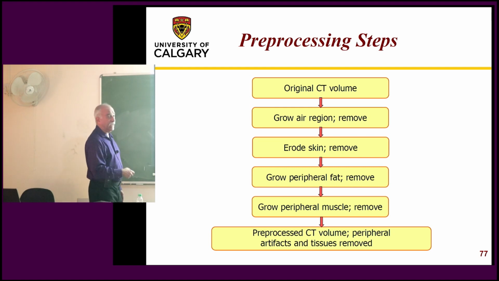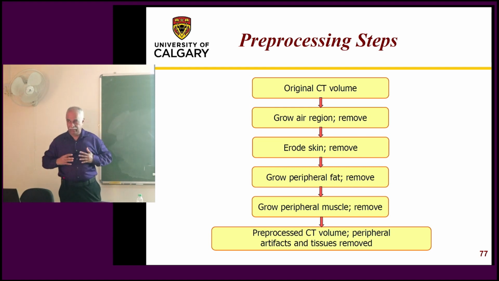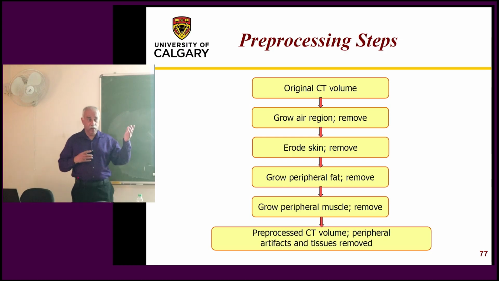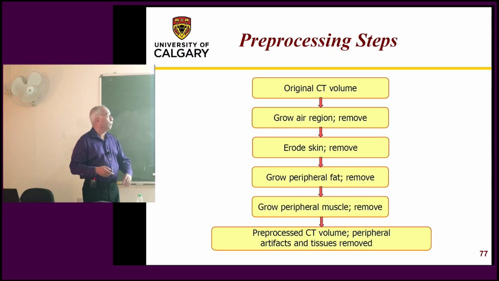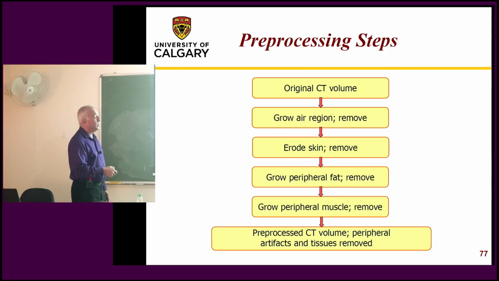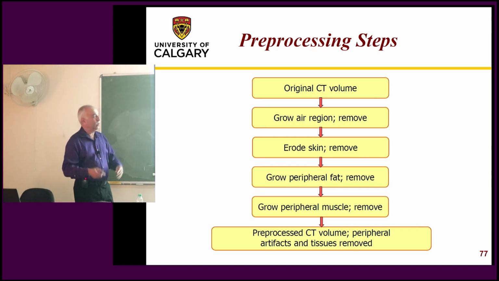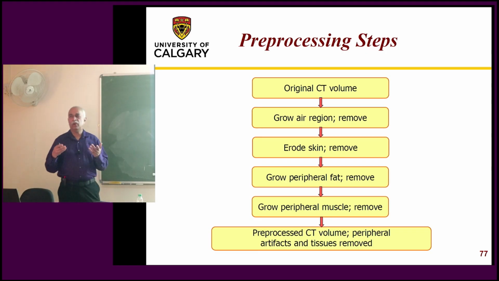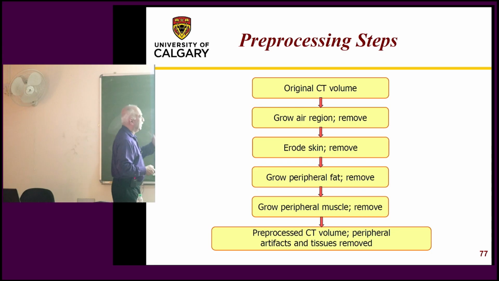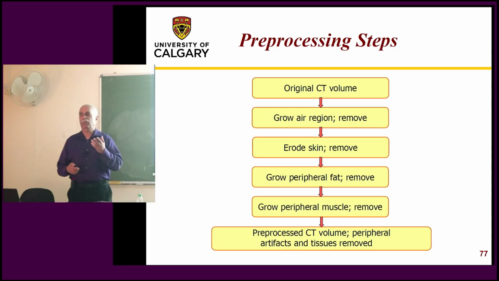Find the skin area, come down and get the skin boundary. We know the Hounsfield unit for skin. And then erode the skin area morphologically and take it out. Grow the peripheral fat area. Under the skin we have some fat, and depending on the patient, there could be different amounts of what is called peripheral fat under the skin. Remove that. Fat we know is negative in Hounsfield units, -10 or so.